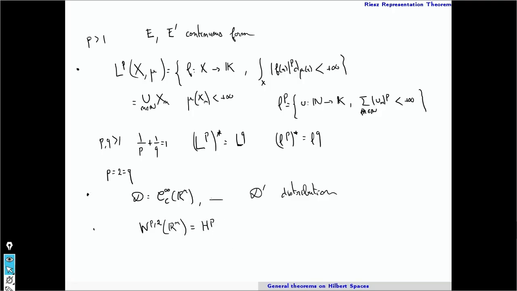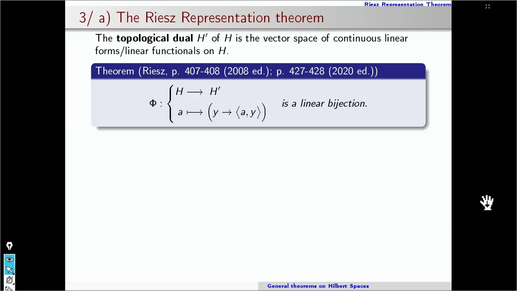Also, I invite the viewer to come back to this L^p example after the proof to see what argument fails in the case p and q different from 2. So let us now prove the theorem.